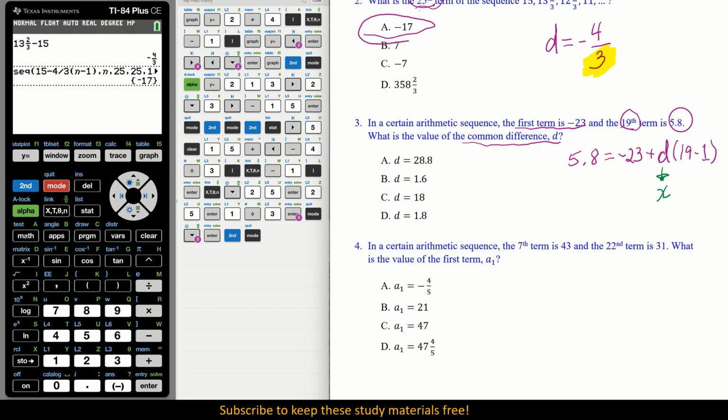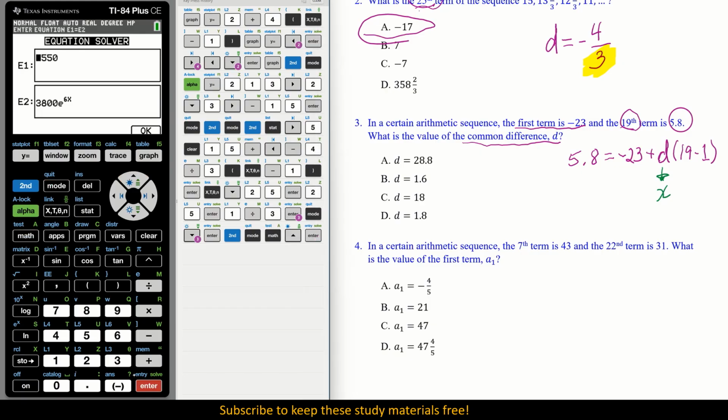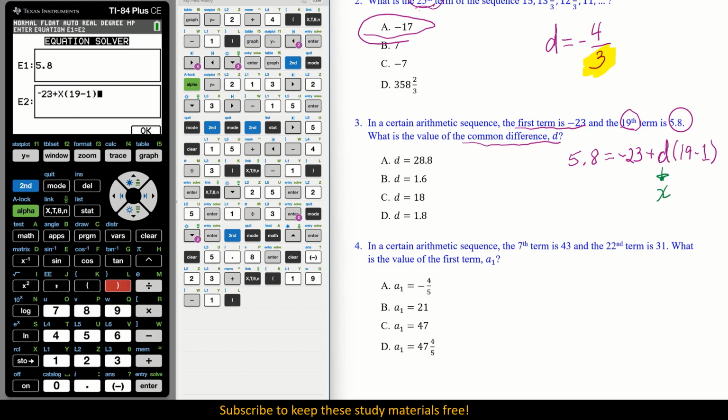All right, so let's go math, arrow up, press enter, clear this out, and put your 5.8, enter, clear everything out, and then let's use negative 23 plus X, parentheses. I'm going to go ahead and type it in. I know we can see it's 18, but let's say 19 minus 1 and close parentheses. I like to enter things exactly the way I've written them down. In case I've done something strange, I can double check what I've done versus doing it all in my head.